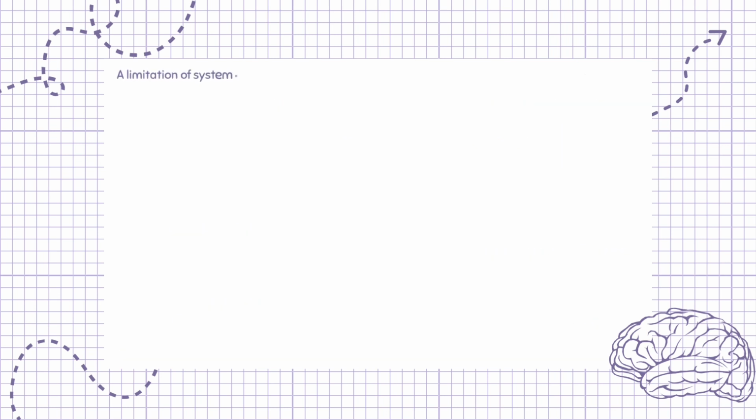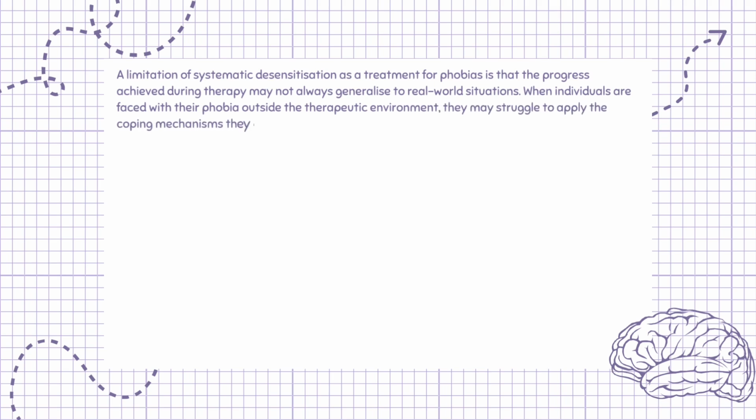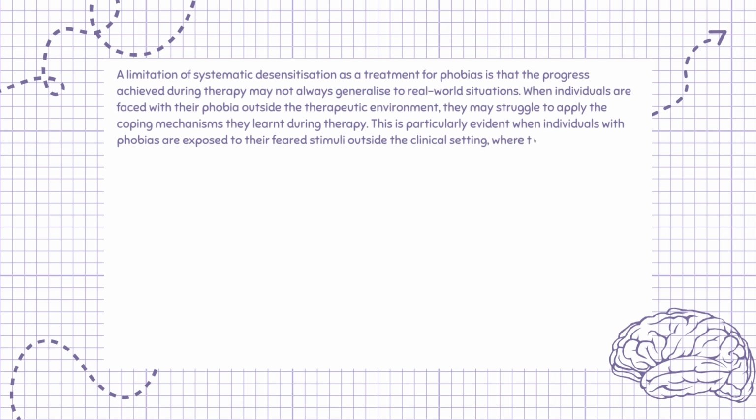A limitation of systematic desensitization as a treatment for phobias is that the progress achieved during therapy may not always generalize to real-world situations. When individuals are faced with their phobia outside the therapeutic environment, they may struggle to apply the coping mechanisms they learnt during therapy. This is particularly evident when individuals with phobias are exposed to their feared stimuli outside the clinical setting, where they may not have the therapist's support or guidance.